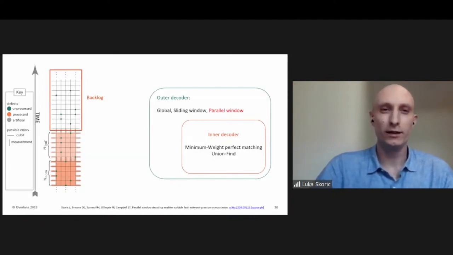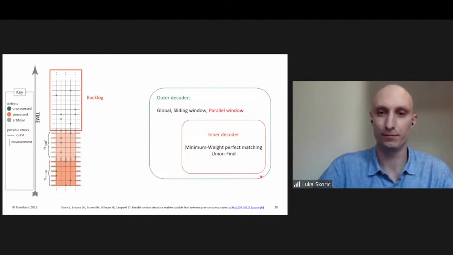So we can think of decoding, as I described it, as consisting of two decoders. The first one is the inner decoder that resolves the syndrome within a given block of data. This is what we call an inner decoder. And the second, or outer decoder, is how we stitch these blocks together. And this can be the global decoder, so just take one block. It can be sliding window decoder, or it can be our proposed parallel window decoder.